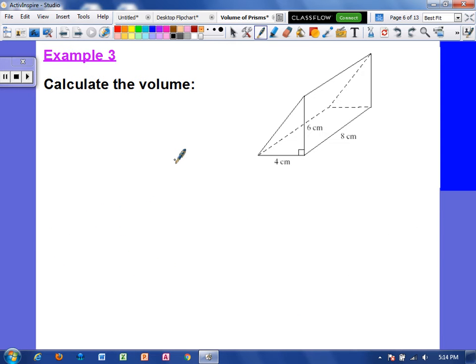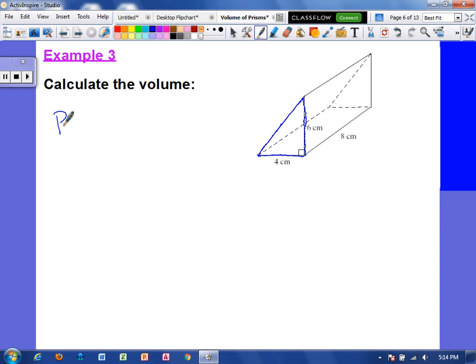Alright, example 3, we now have a triangular prism. And I know it's a triangular prism because it has the two triangular bases. Now, with this one, we really need to focus on area of the base times the height. So if it is a triangular prism, then it has triangular bases. So here are the bases. But I'm only going to find the area of one of them.